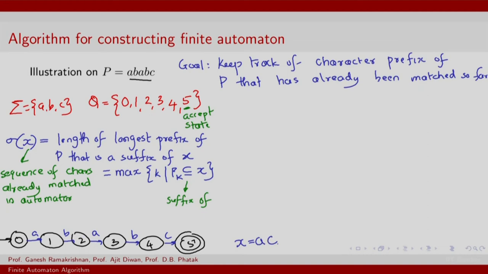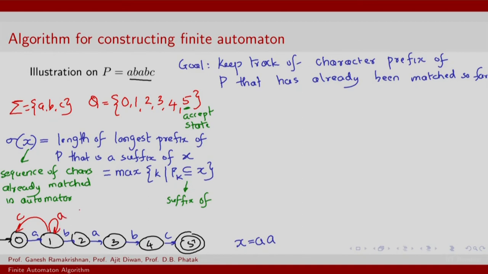How about C? So, when X is AC, I am going to ask this question, what is the length of the longest prefix of P that is a suffix of X? So, when I say suffix of X, it must include the last character C, and unfortunately that is not possible, you have to move back to 0. So, when I see a C, I am going to move back to 0. What if I see an A instead of C? AA. What is the length of the longest prefix of P that is a suffix of AA? Well, it's just 1. So, on seeing another A, I'm going to loop back.